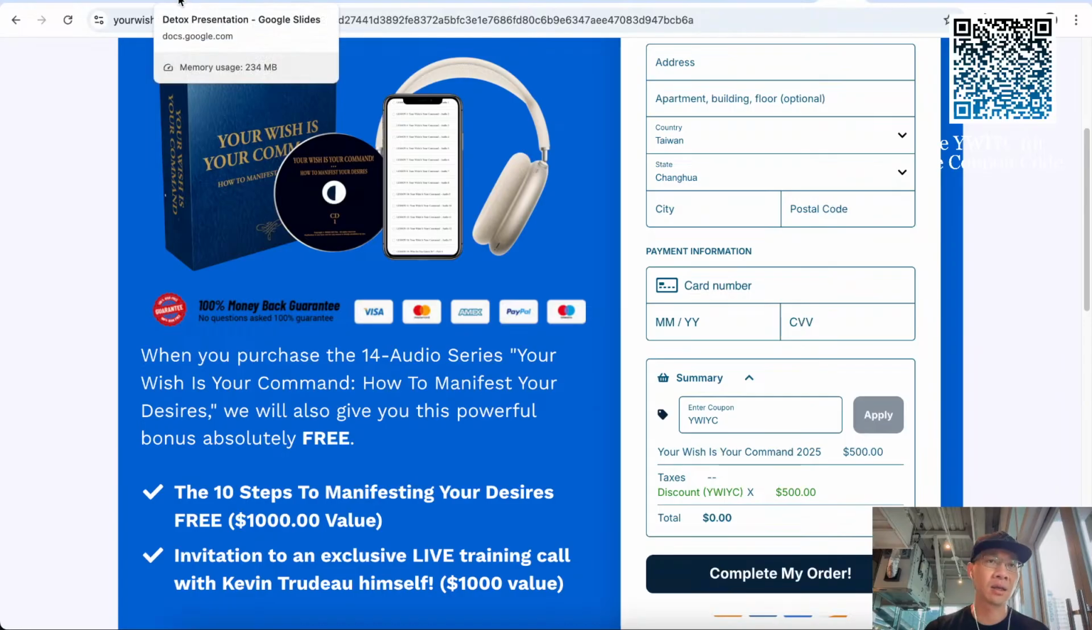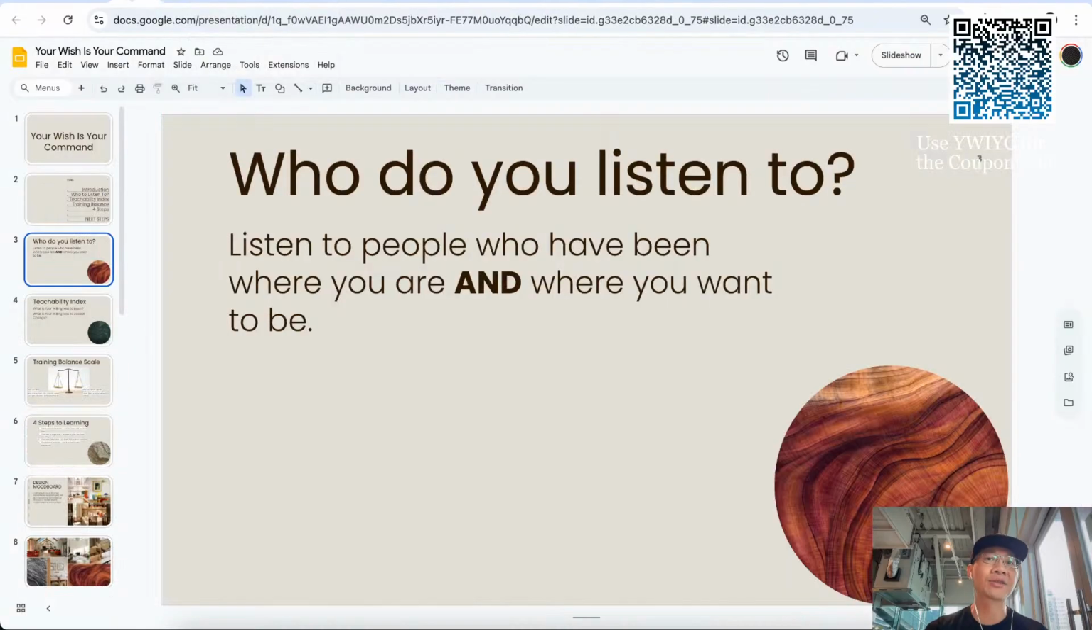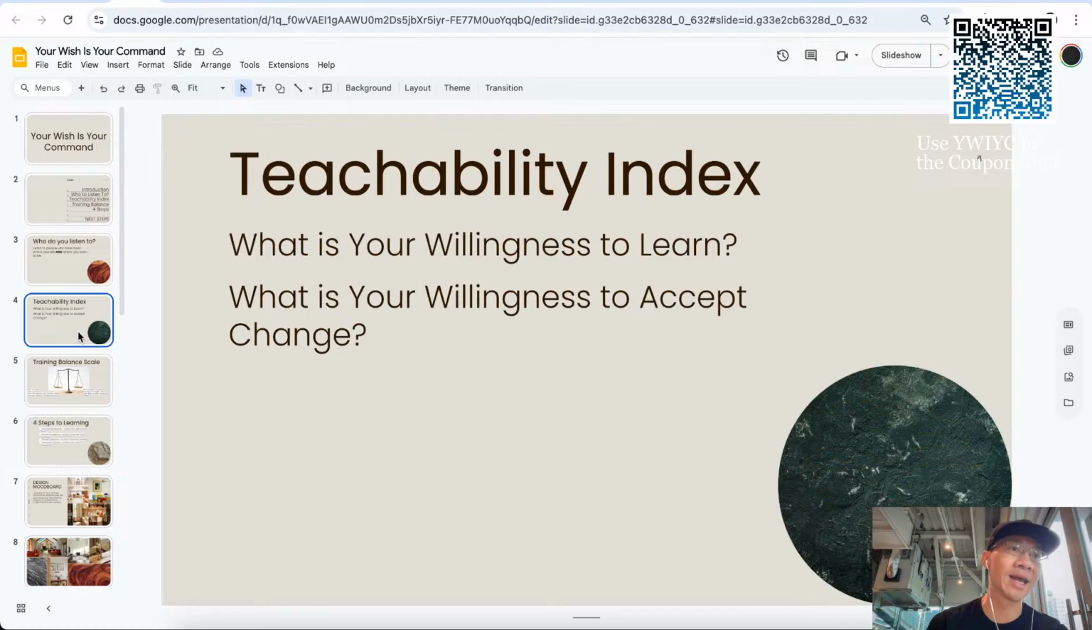I'm sure many of you are watching these laws of manifestation videos, Neville Goddard. You want to be manifesting things in your life. And how Kevin teaches, it's a very practical way. And this will be demonstrated in this next lesson that he teaches. The next lesson in Kevin Trudeau's Your Wishes, Your Command is the Teachability Index.